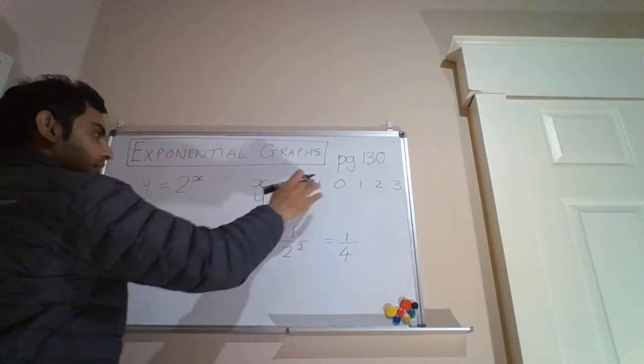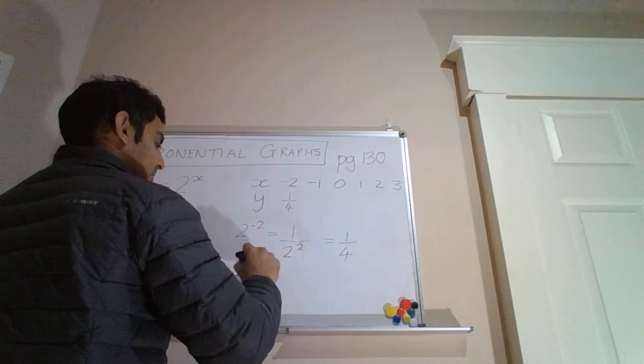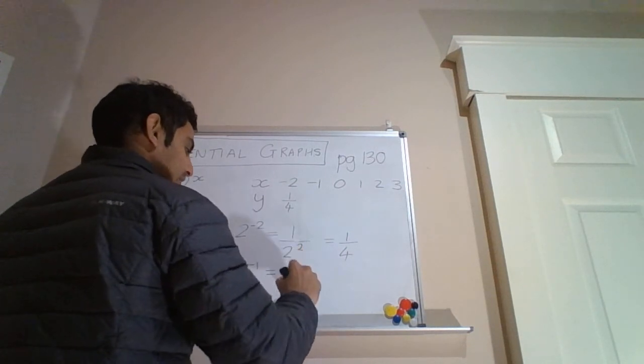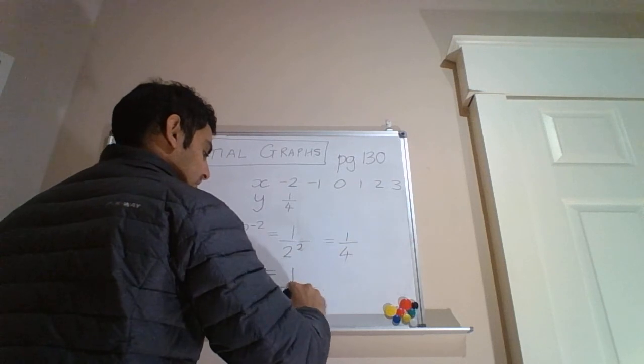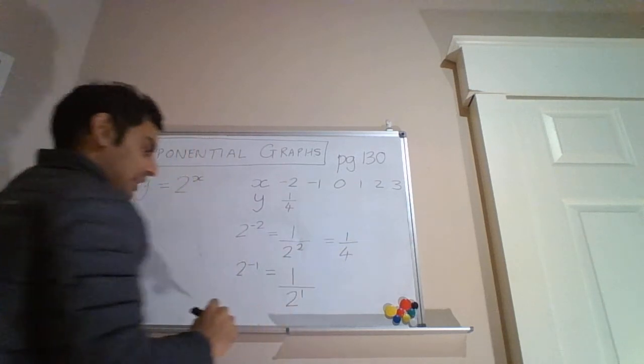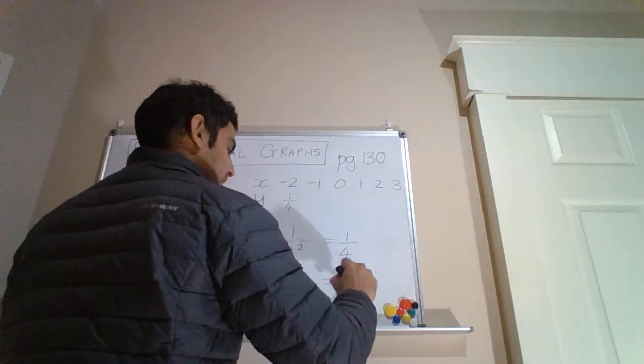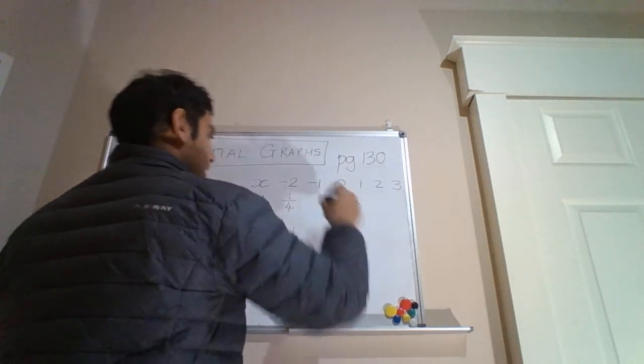For the next point, we have 2 to the power of -1 as our y value, and our rule is we flip it and change the sign of the power. So it goes from -1 to +1, and this comes out to a half.